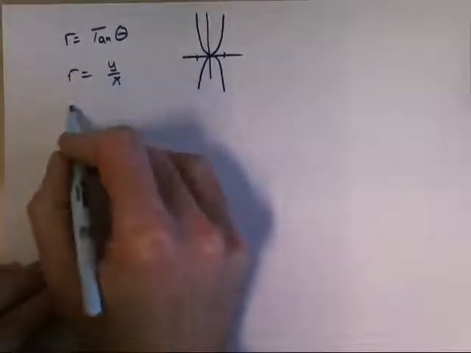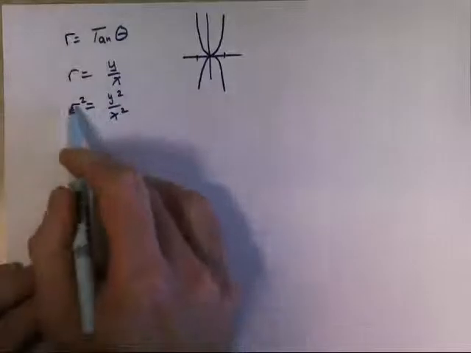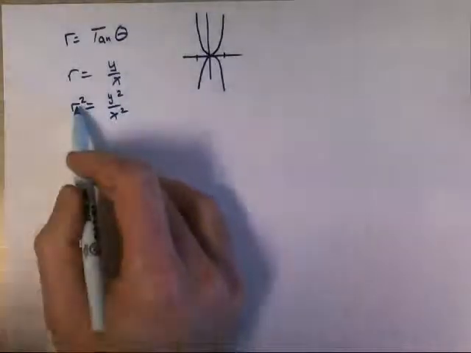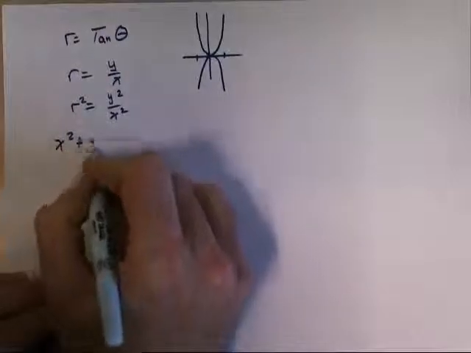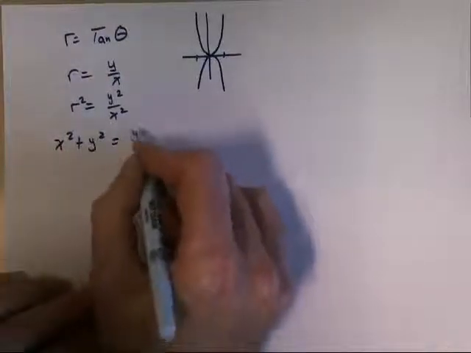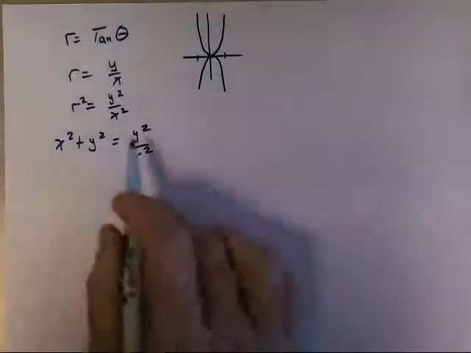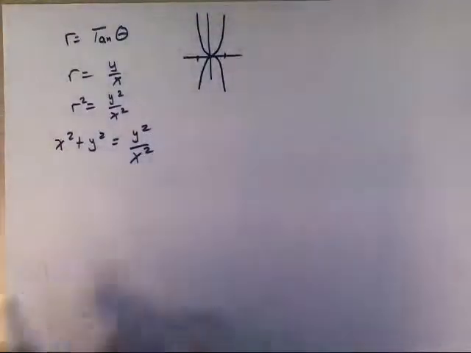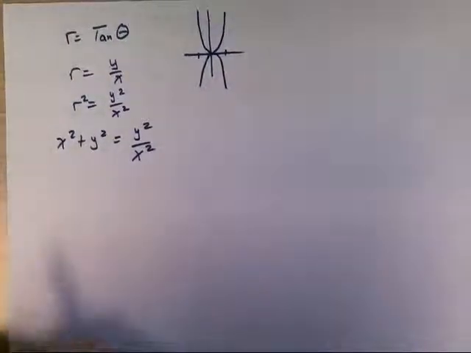If I square both sides, r squared equals y squared over x squared. And I squared both sides just so I'd avoid the square root, right? R squared is x squared plus y squared. So x squared plus y squared equals y squared divided by x squared. Now I tell you, I don't think there's any way that if you said, hey Will, draw the graph of that thing. It's like, what? I don't know that I can.